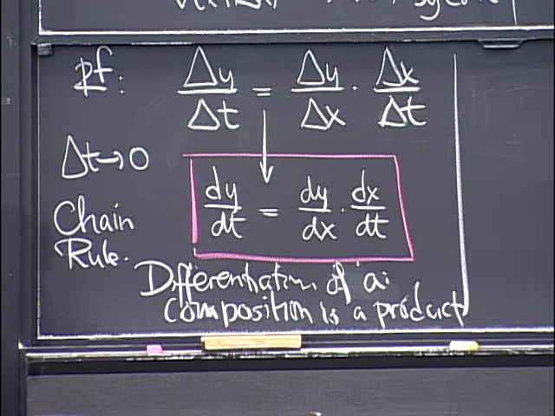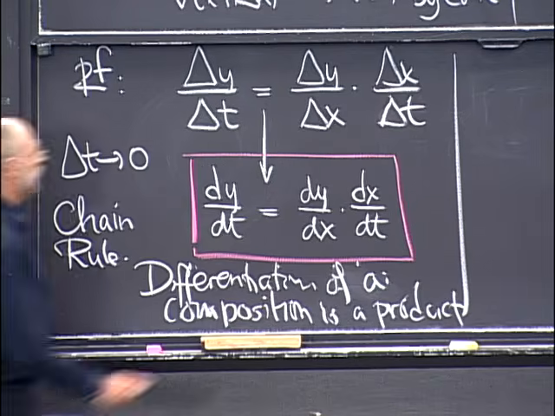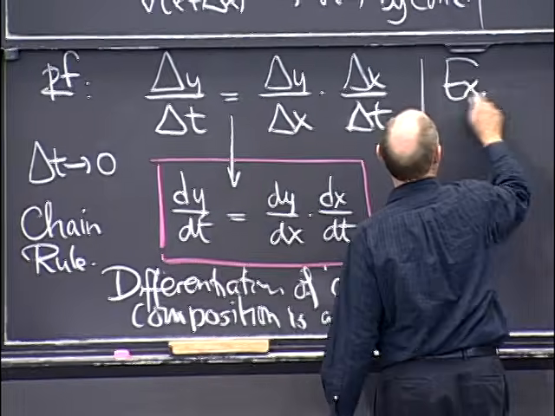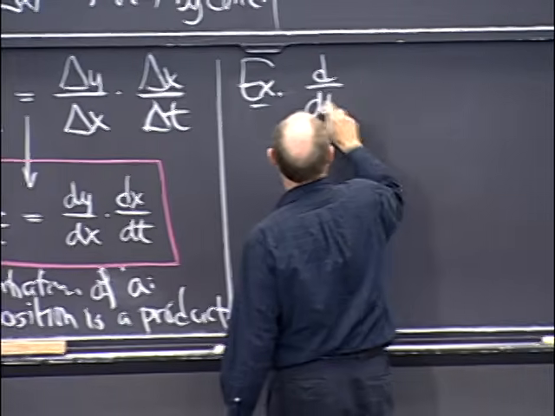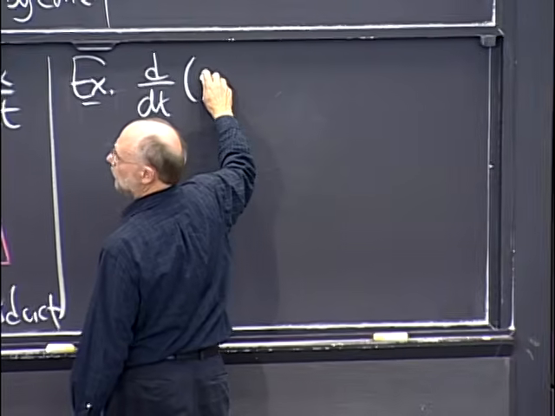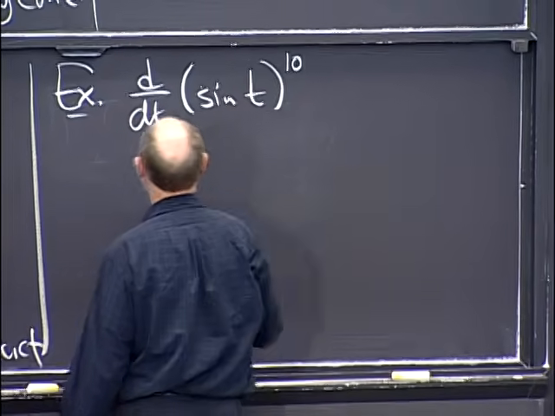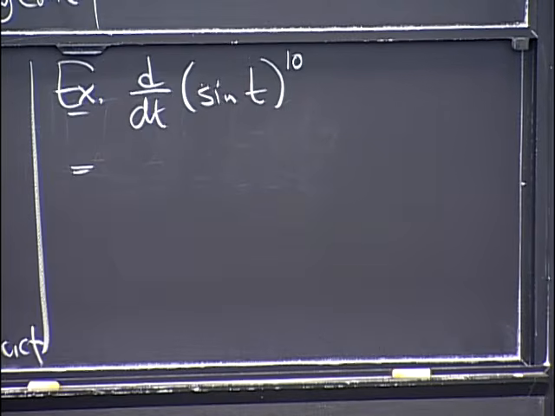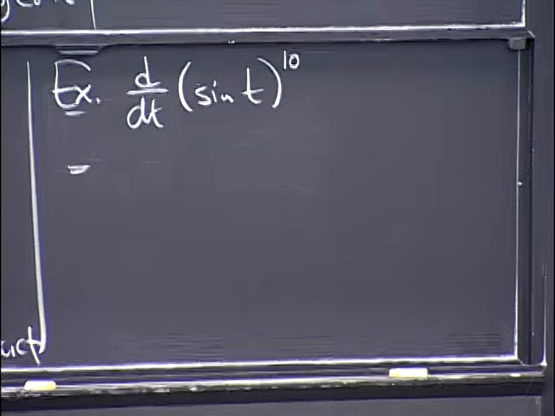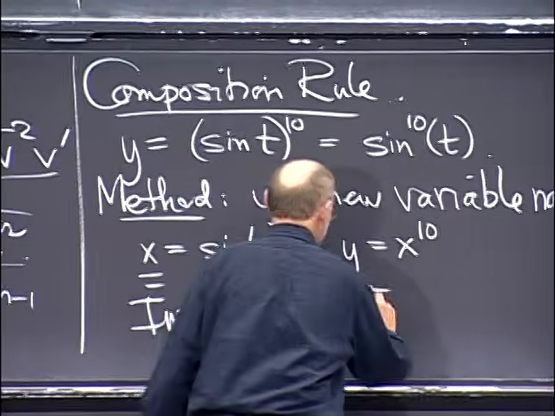Let's just do an example and see how that comes out. Let's differentiate sine of t raised to the 10th power. There's an inside function and an outside function. The inside function is x as a function of t. That is, this is the inside function, and this is the outside function.